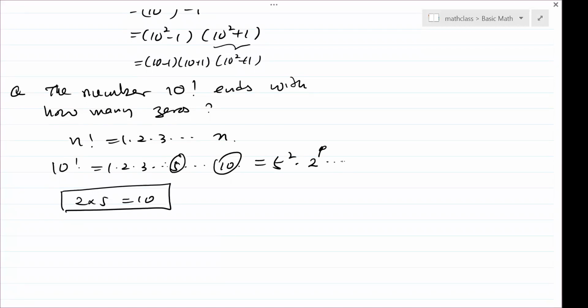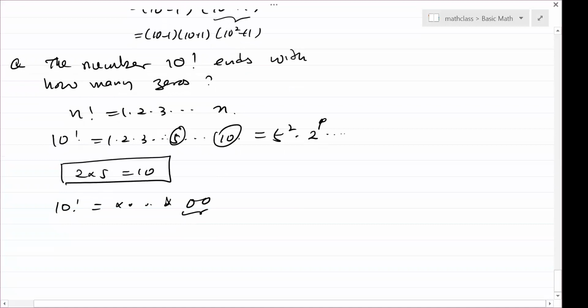4 is only 2 squared. That's the reason you get exactly 2 zeros, because they only have a factor of 2. It does not mean that if there is a factor of 5, you always get a 0. 5 times 7 is not going to give you any zeros. Only when 5 meets 2, then you get a 0.